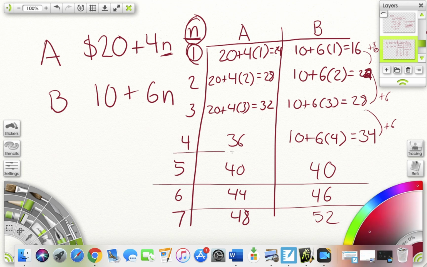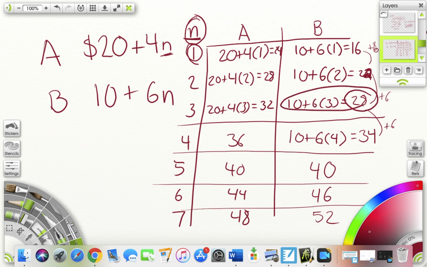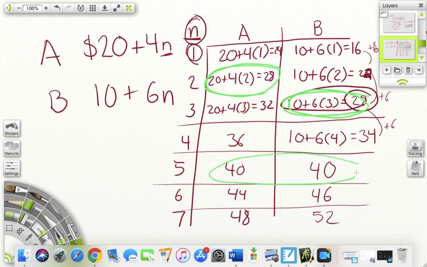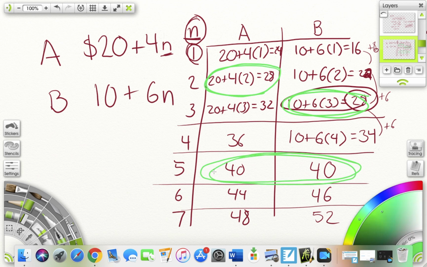Which weeks will both students have the same amount of money in their accounts? Right off the bat, on week 3 for student B, I'm just going to highlight this in a different color. Week 3 for student B and week 2 for student A, they'll both have $28 in their accounts. Another time that it's happening is on week 5. They have the same amount of money in their accounts on the same week. So on week 5, they're both going to have $40 in their account.